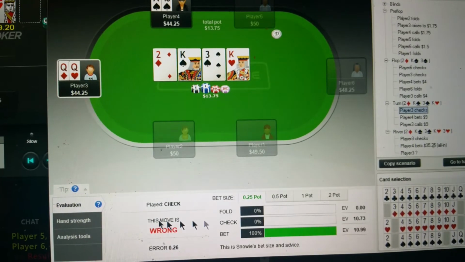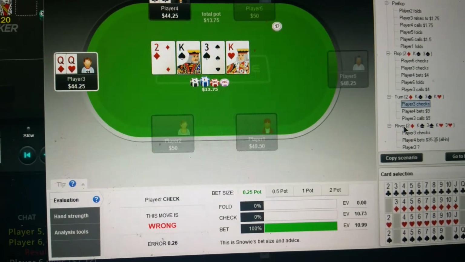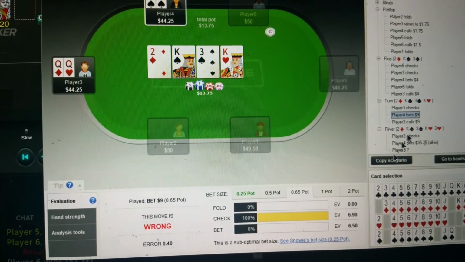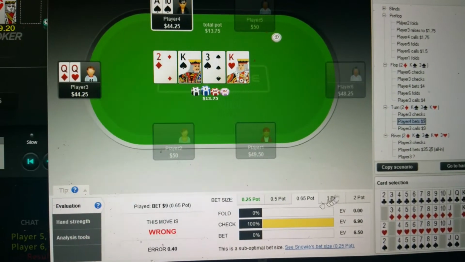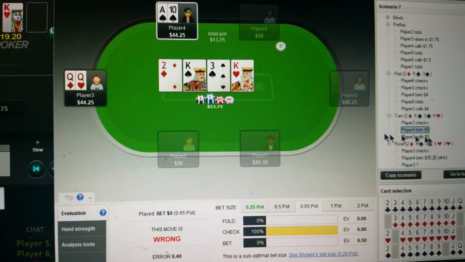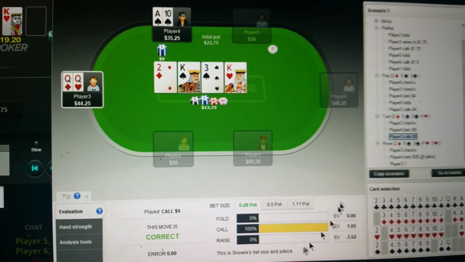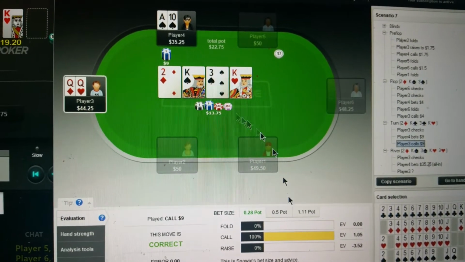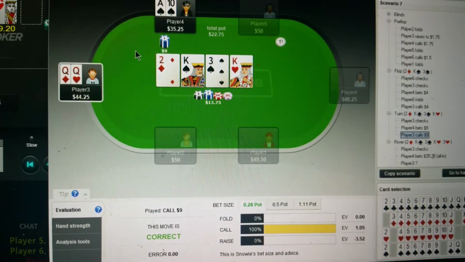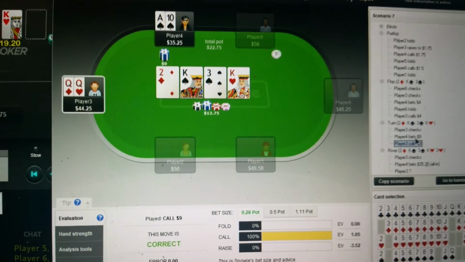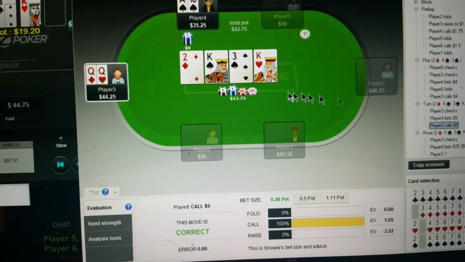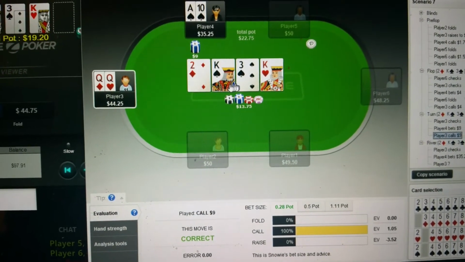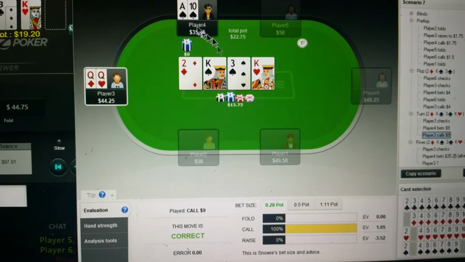See, incorrect. So once I check, then player 4 bets, and he wasn't supposed to. He was supposed to just check with his flush draw since I already called on the flop. So player 3 calls. So that seems to be correct, which is interesting. So it must have to do with the fact that it's just very hard for him to have a king, and he still does have the flushes.